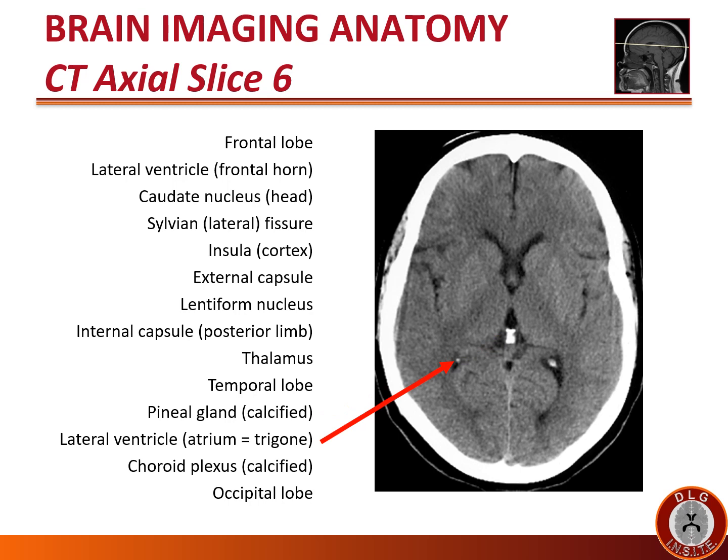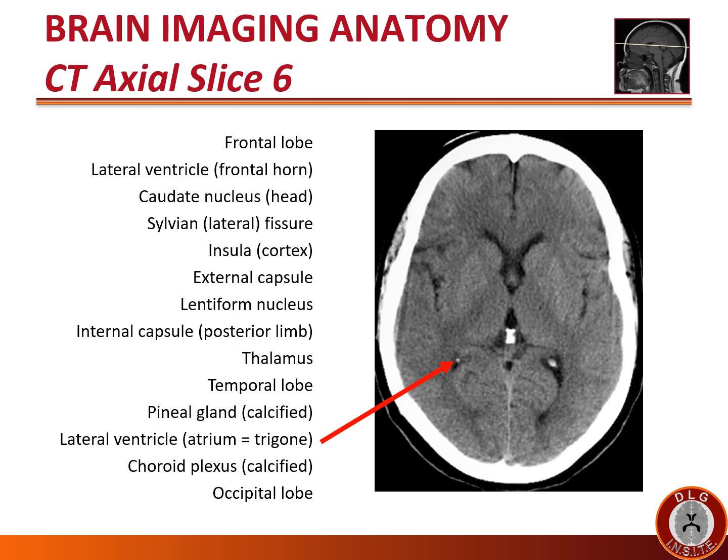At this level, we see the atrium or trigone of the lateral ventricle. This section is called atrium because atrium means the central room of a Roman house. So this area is where the temporal horn, the lateral body, and the occipital horn all come together into this central room called the atrium.